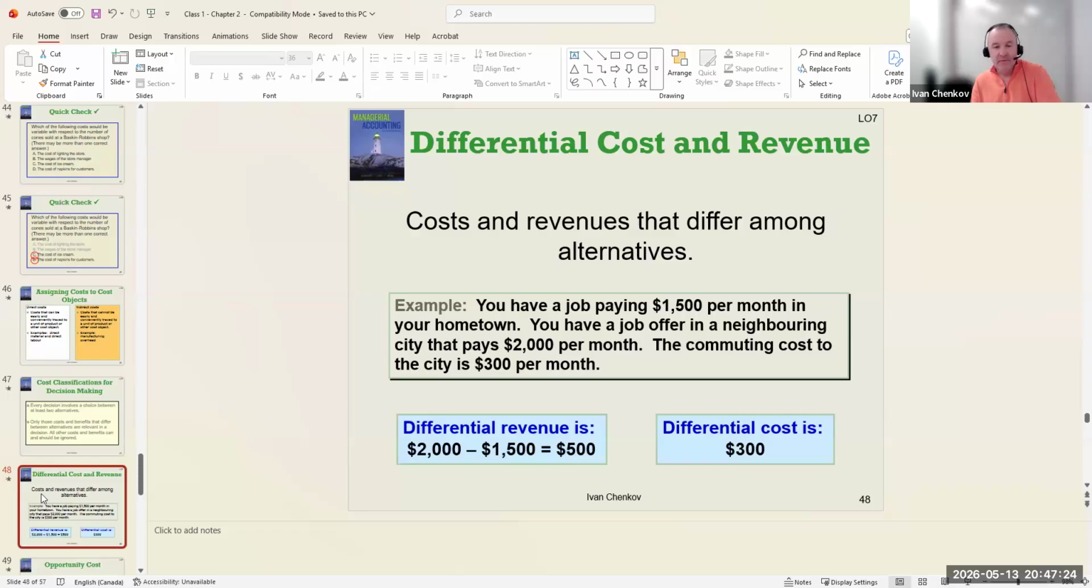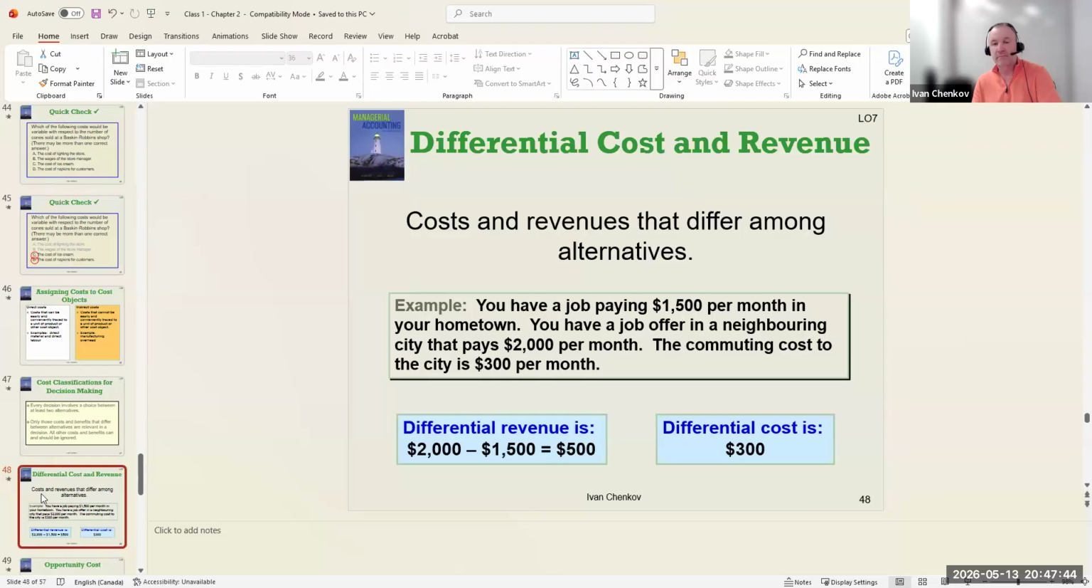So first we have to see what's the differential revenue. Differential revenue is currently I'm getting 1,500. If I do the new job, if I get the new job, I'm gonna make $2,000, which gives me $500 more.